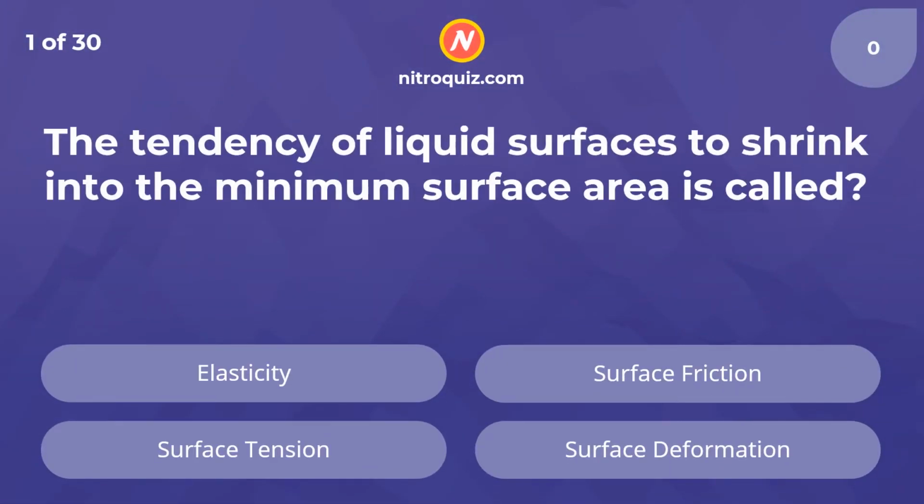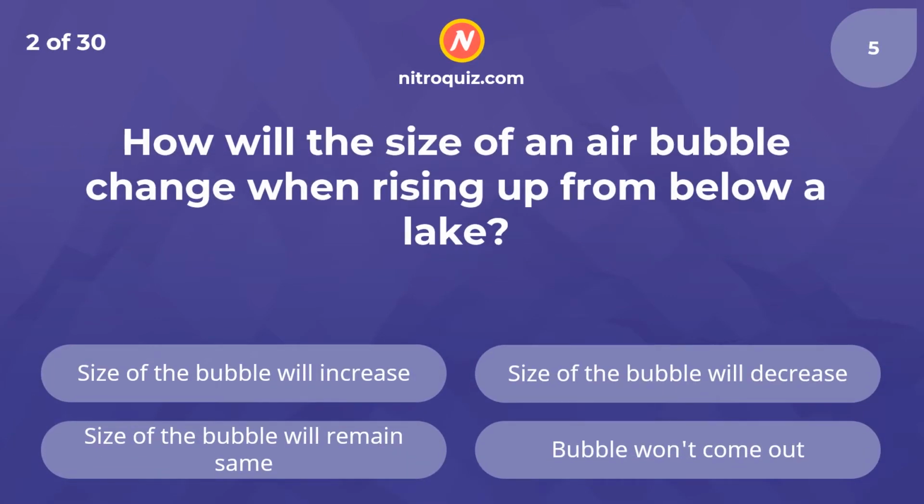The tendency of liquid surfaces to shrink into the minimum surface area is called... Answer is surface tension. How will the size of an air bubble change when rising up from below a lake? Answer is, the size of the bubble will increase.